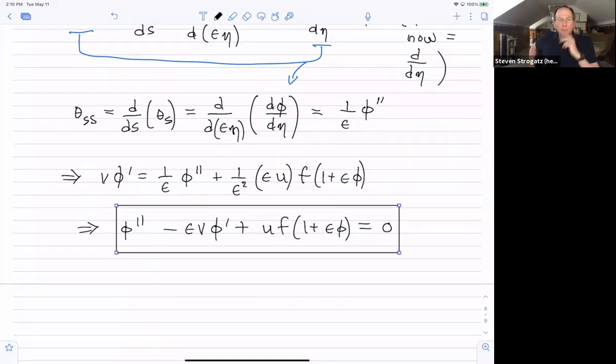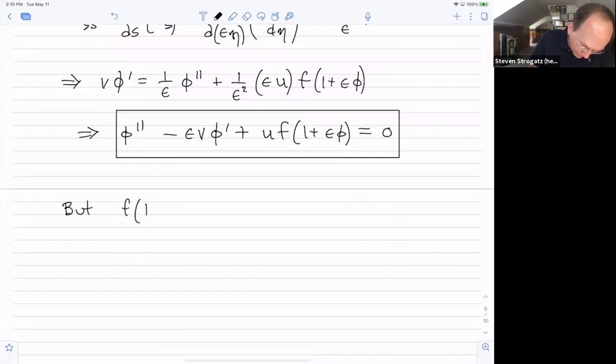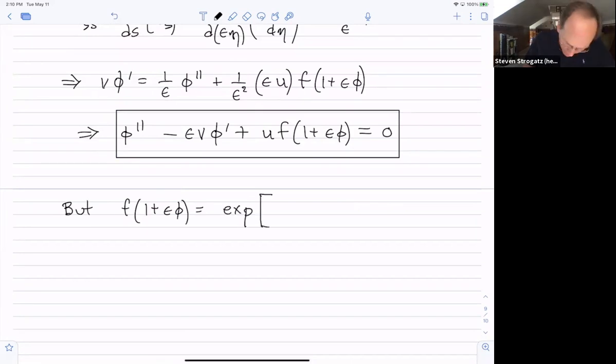But now we're going to be able to simplify that f term a little bit, because watch what happens. I mean, that was the whole point of this scaling. f of 1 plus epsilon phi is equal to what? Exponential. So go back to the definition of f. It's exponential of 1 plus epsilon phi, that's my theta, minus 1 all over epsilon, and then times that sort of irrelevant term, which ends up being 1 over 1 plus gamma epsilon phi.